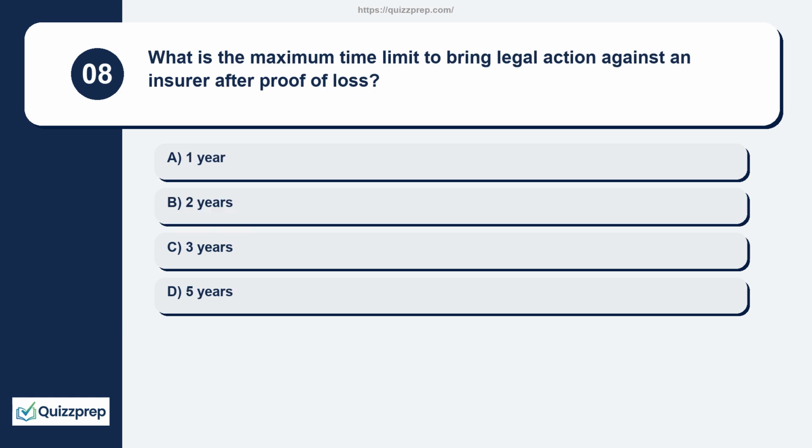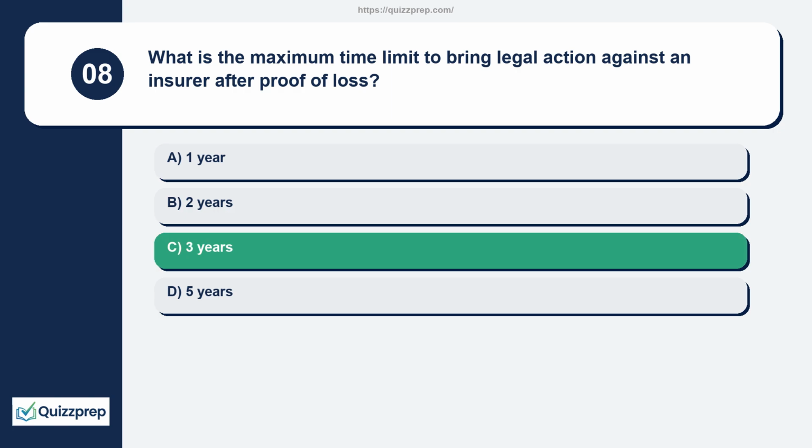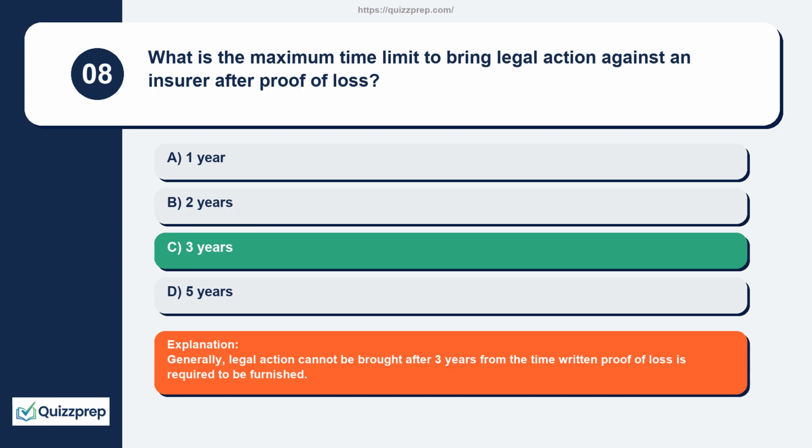Question 8. What is the maximum time limit to bring legal action against an insurer after proof of loss? 1 year, 2 years, 3 years, 5 years. Generally, legal action cannot be brought after 3 years from the time written proof of loss is required to be furnished.